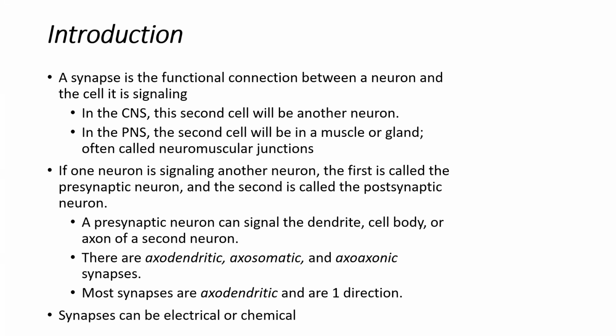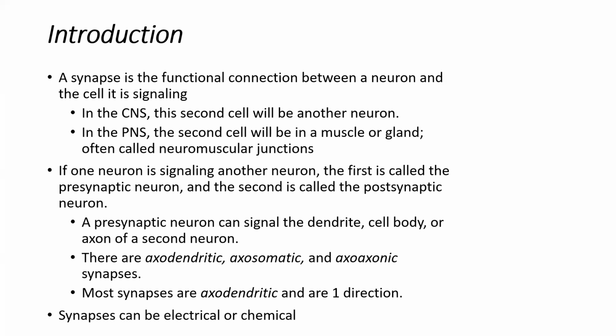And this type of neuron to muscle or neuron to gland connection happens outside of the central nervous system, so the peripheral nervous system. And this is often called a neuromuscular junction, okay? So anytime we have one neuron synapsing somewhere else, that is called a synapse. That somewhere else can be another neuron, or that somewhere else can be a muscle cell, a glandular cell, etc.